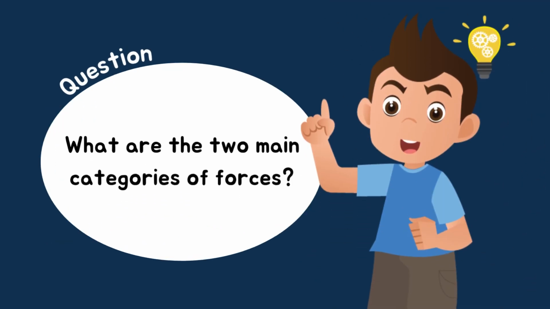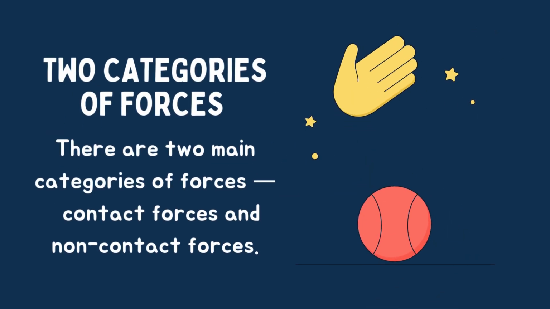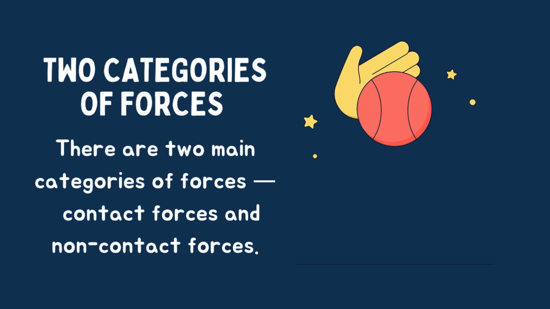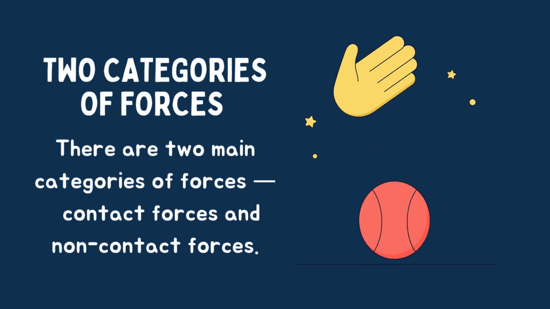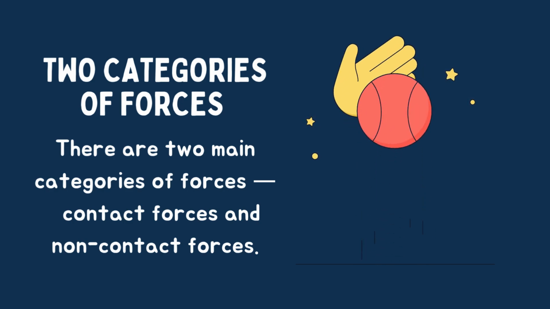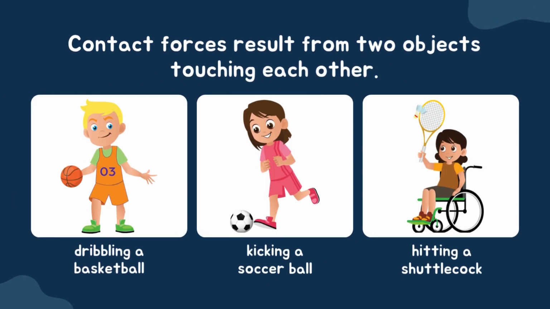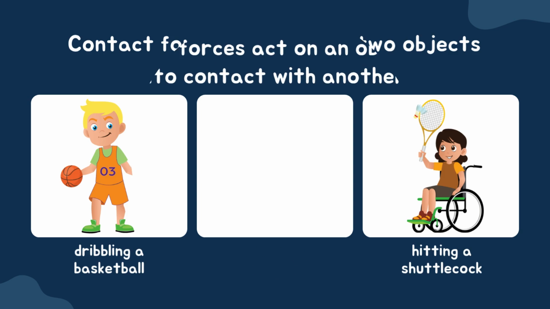Time for the next question. What are the two main categories of forces? There are two main categories of forces: contact forces and non-contact forces. Contact forces result from two objects touching each other. For example, dribbling a basketball or kicking a soccer ball or hitting a shuttlecock.